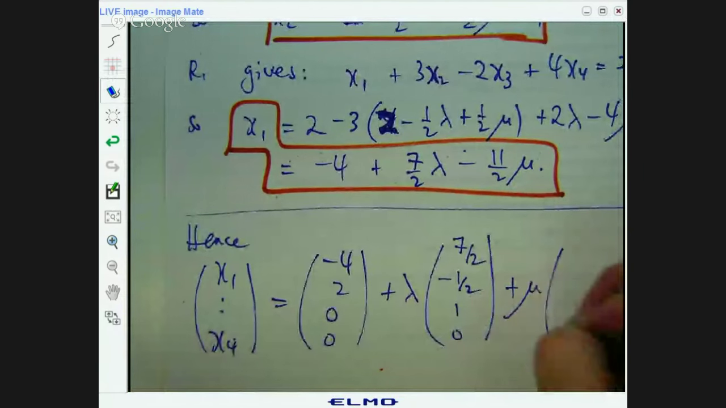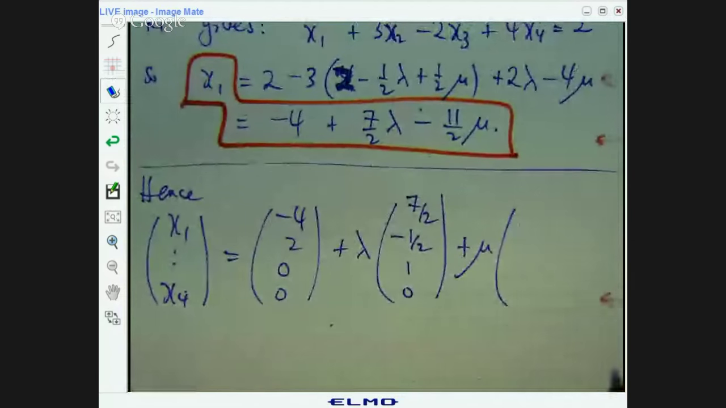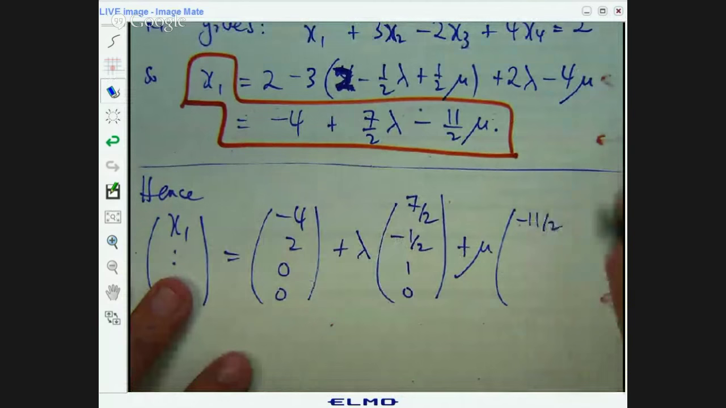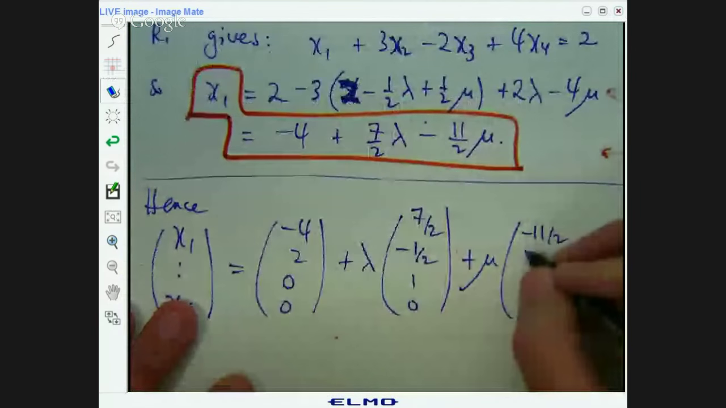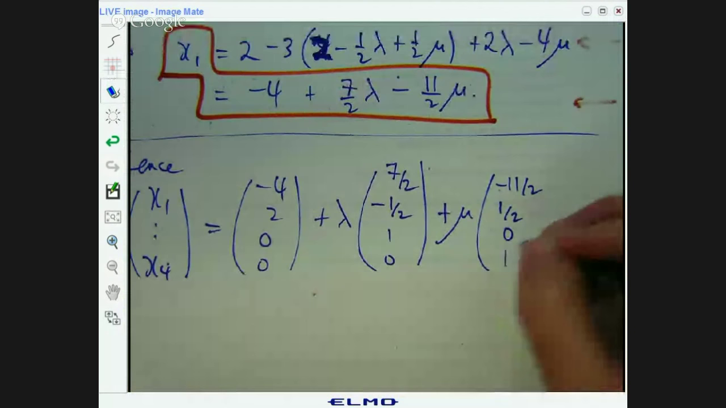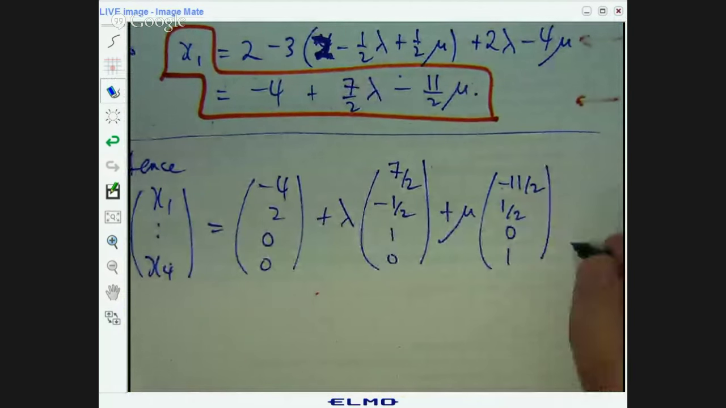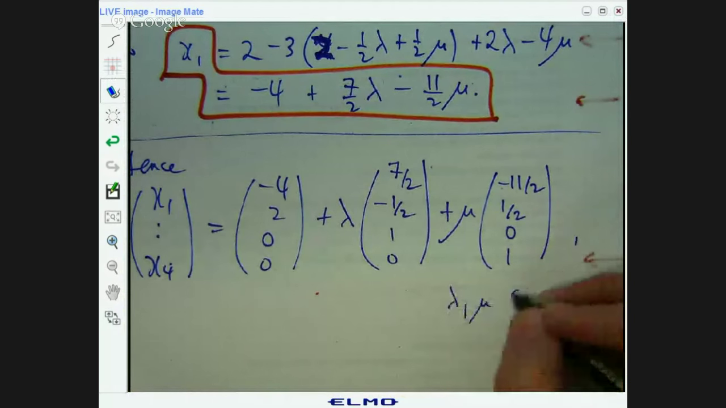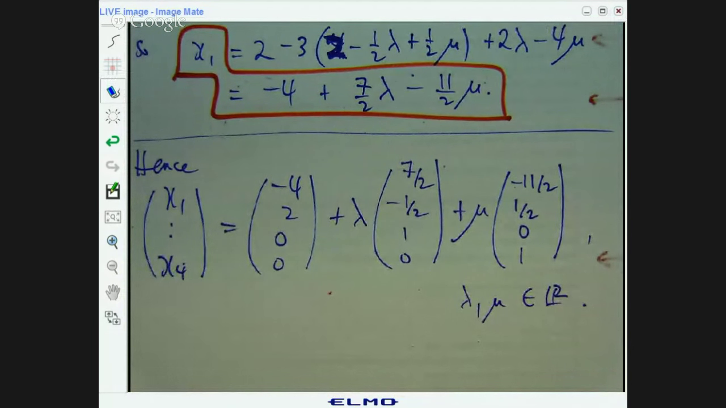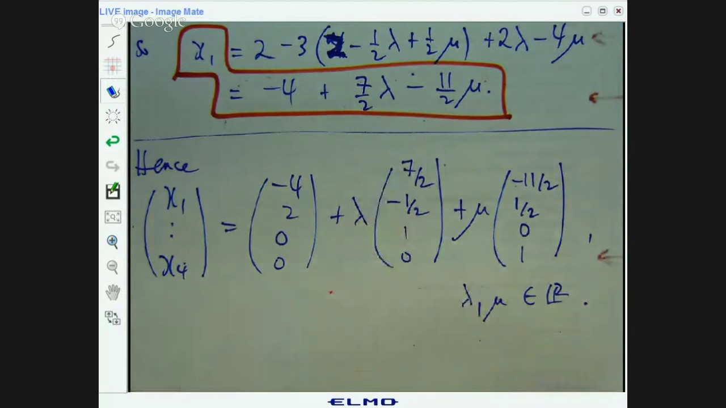And then for the mu, x1 is there, x2 is there, 1/2. x3 is just lambda, so there's no mu there, so that'll be 0. And x4 is mu, so that'll be a 1. All right, so that's written then in a vector parametric form. Okay, so the intersection will be a plane.